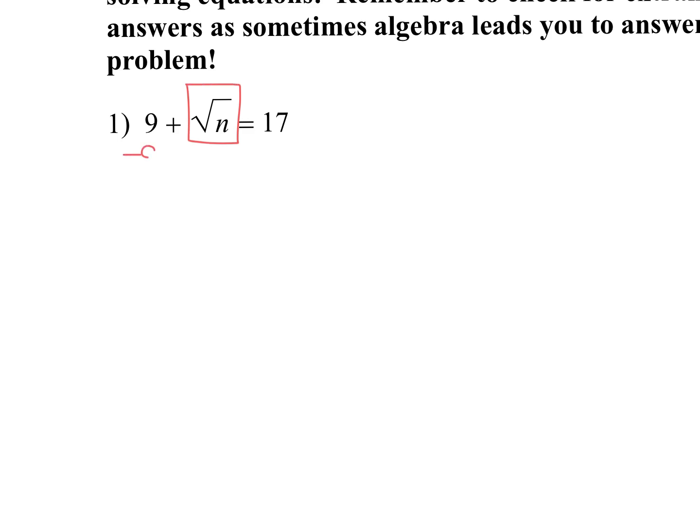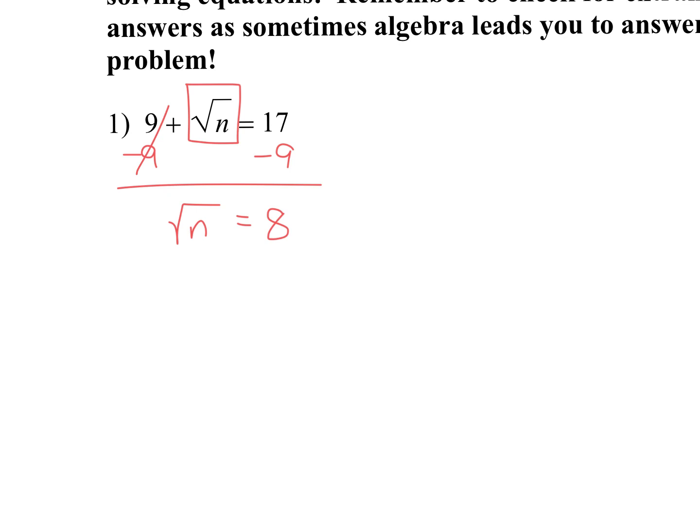Subtract 9 over. Okay, do it. Subtract 9. So we have the square root of n equals 17 minus 9 is 8. Okay. Now we have to get rid of that radical. How do we get rid of the radical, do you think? What's the opposite of a square root?